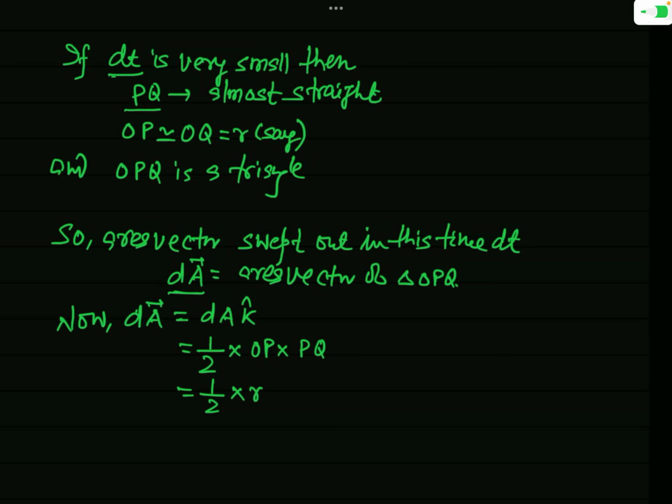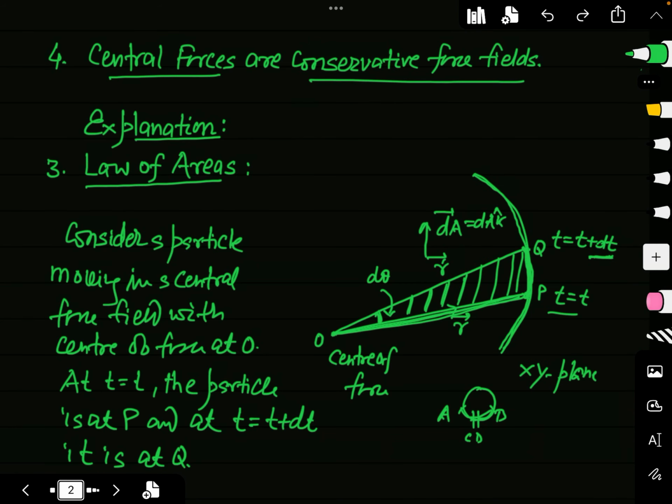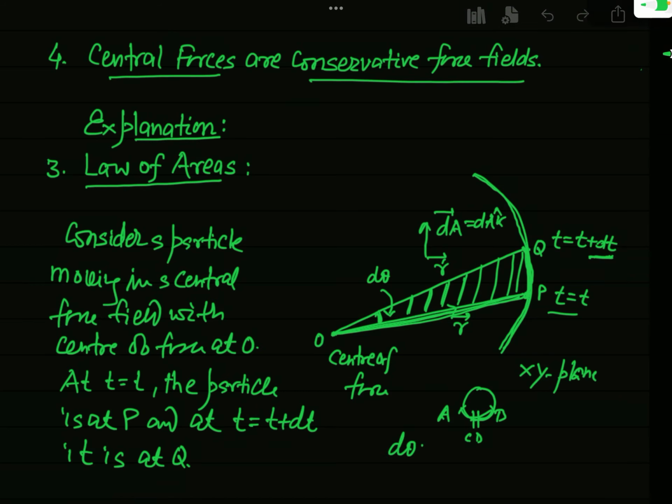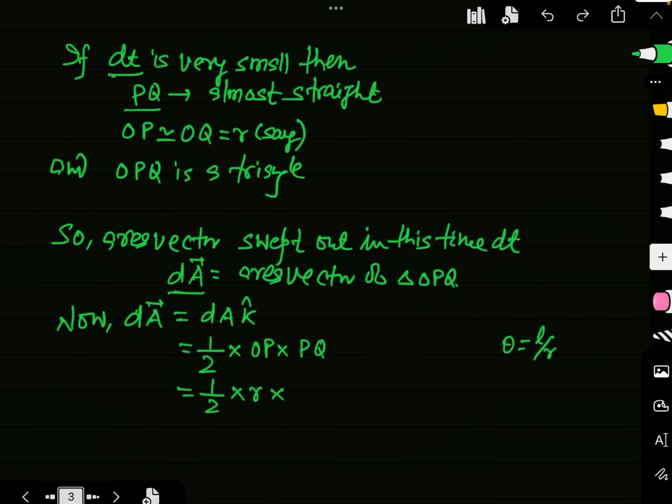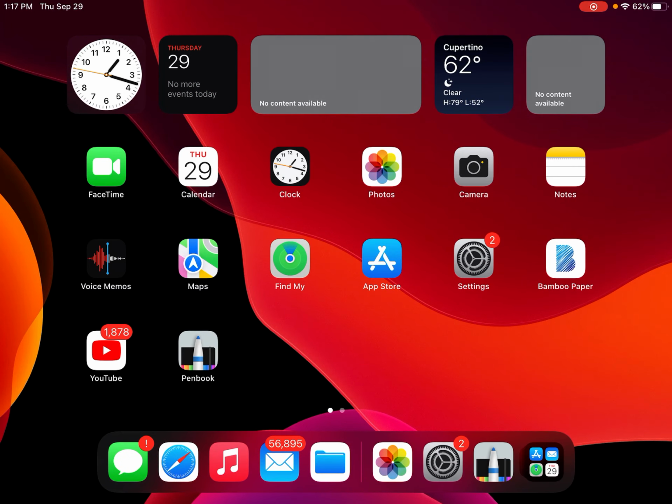Now let us put the value of OP and PQ. OP, you know, this is R, and what will be PQ? You know, theta equals L upon R, arc divided by radius. So see this figure. This d theta, I am writing it here, d theta will be equal to what? This will be PQ divided by R, and so PQ will be R d theta. Okay, it is clear from this figure. So instead of PQ, we will write R d theta.